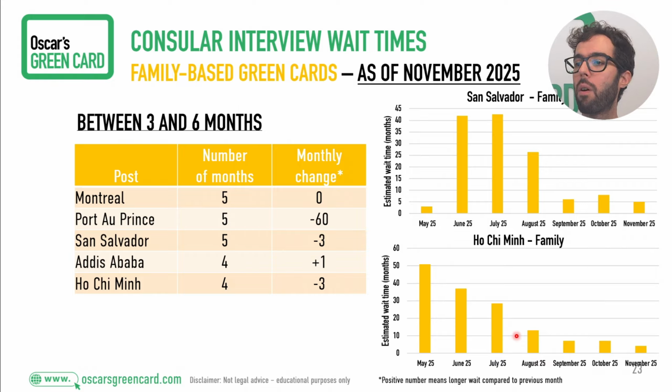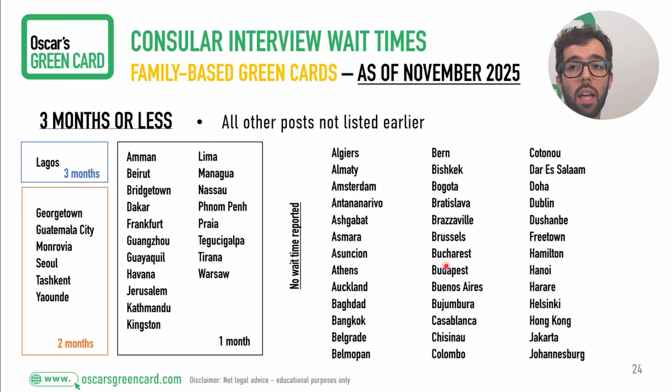And here you have Ho Chi Minh, also a great progression. It had started at 50 months in May, and slowly, well, actually not slowly, quite fast, getting better and better. And now we are at almost no wait time reported. And here we get to the end with Lagos, 3 months. And then we have Georgetown, Guatemala, Monrovia, Seoul, Tashkent, and Yaoundé with 2 months.